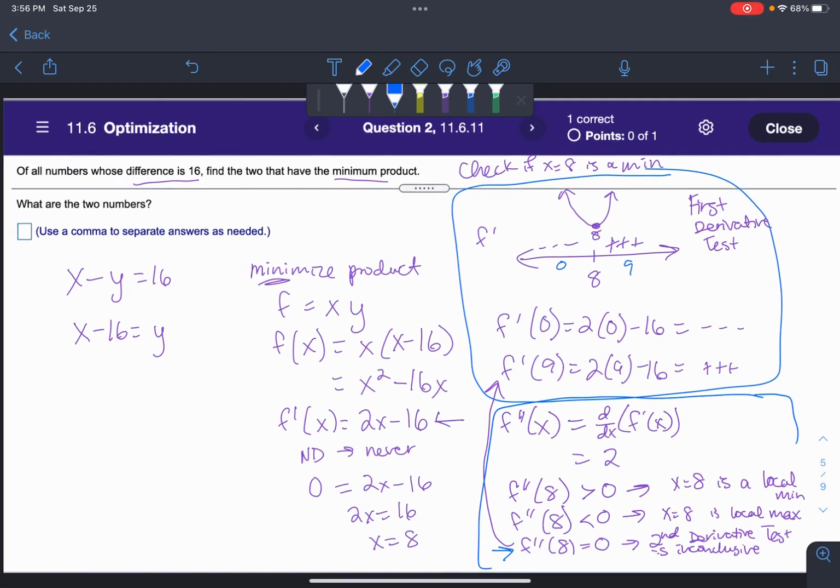All right, so we got x equals 8 as one of our numbers, but again, let's remember what we have to answer. So we want the 2 numbers. So I'm just going to plug in 8 into this relationship. So 8 minus 16, and now find y to be negative 8. So the 2 numbers are negative 8 and 8.